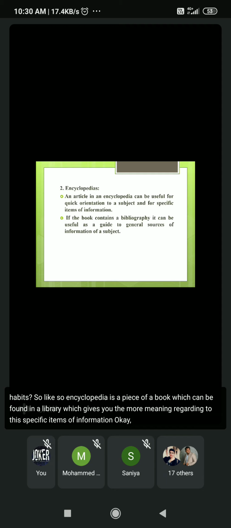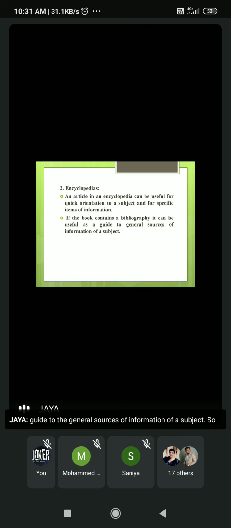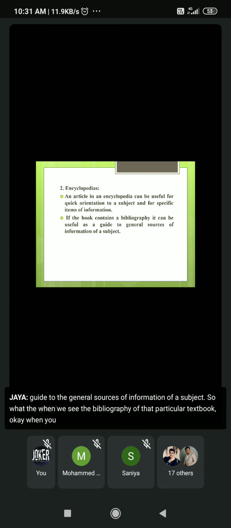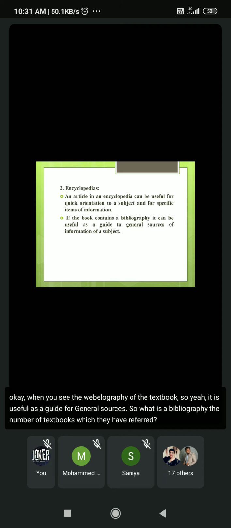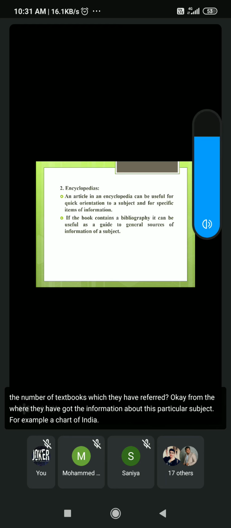If a book contains a bibliography, it can be useful as a guide to the general sources of information on a subject. So when we see the bibliography of a particular textbook, what is a bibliography? It is the list of textbooks which they have referred to, from where they have got the information about this particular subject. For example, a chart of India, the map of India.